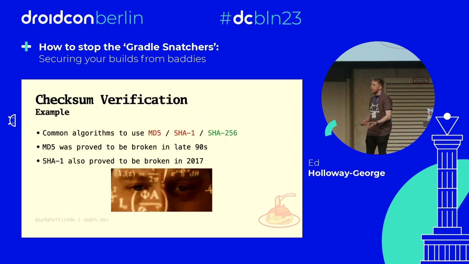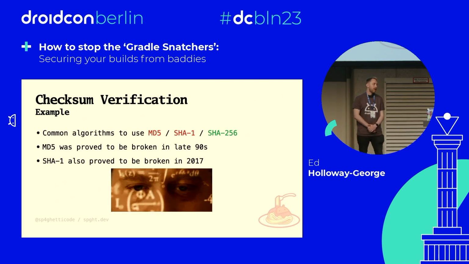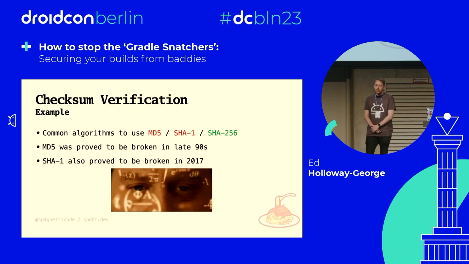So checksums, if you don't know, checksums are something that you can do on any file. It's basically a hash of the file, and there's different algorithms that you can use for this, the most common ones being MD5, SHA-1, and SHA-256. However, MD5 was proven to be broken very, very early on.